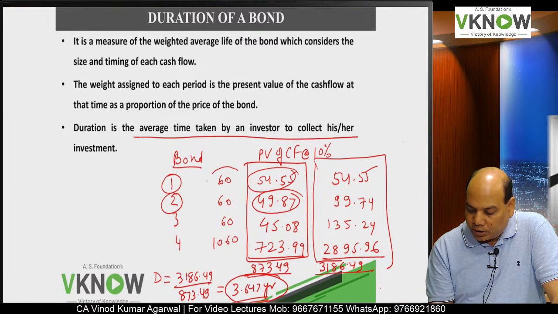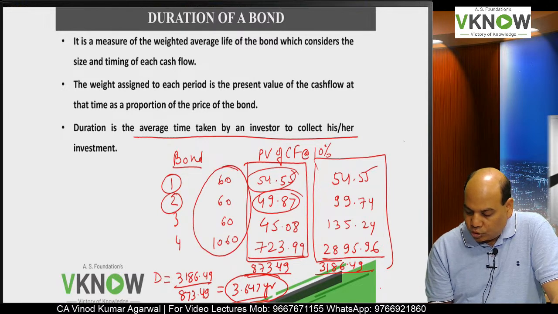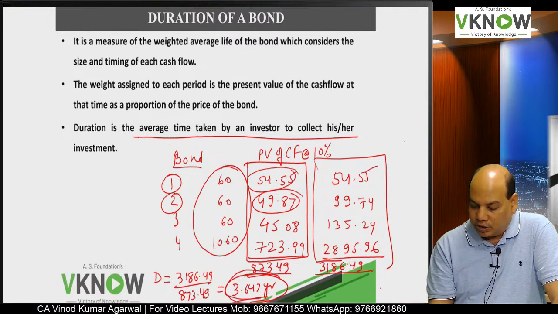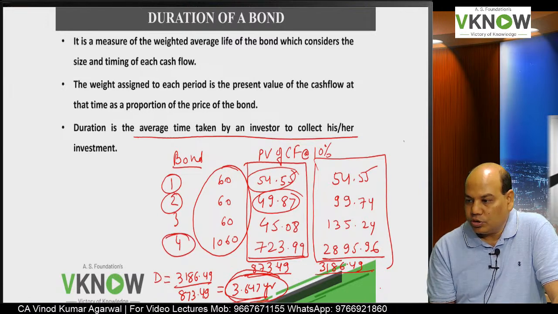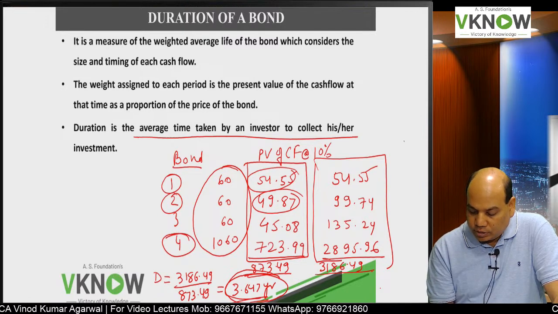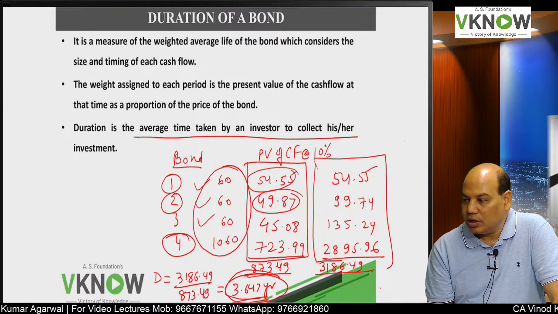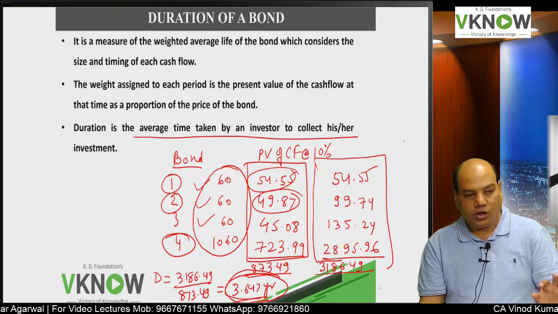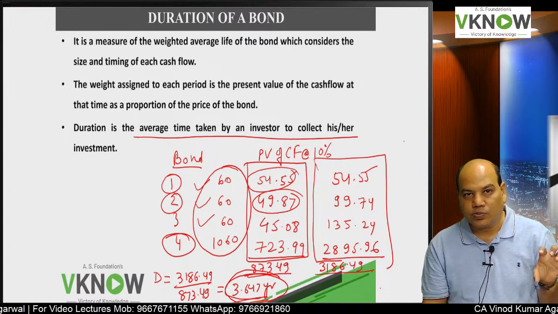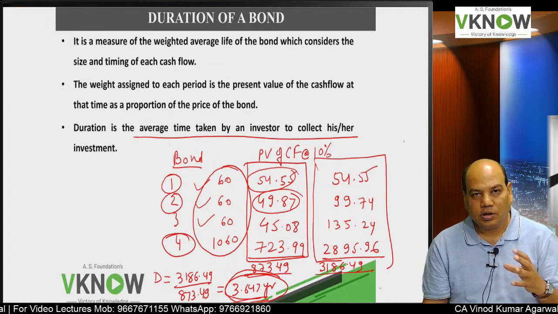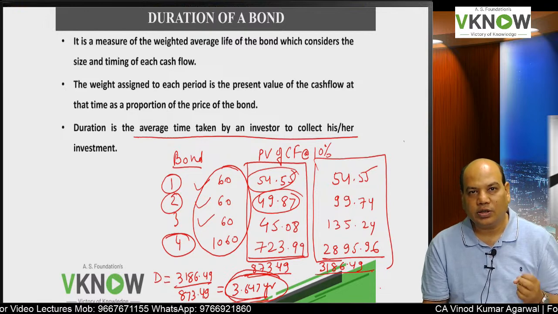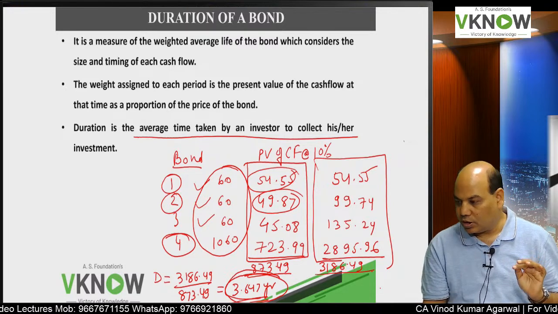For a coupon bond, it is always going to be less than the term to maturity. Why? Because some cash flows are recovered in the earlier years also. If you are able to recover some cash flow in the earlier year, the duration will be lower than the term to maturity. Is it right?